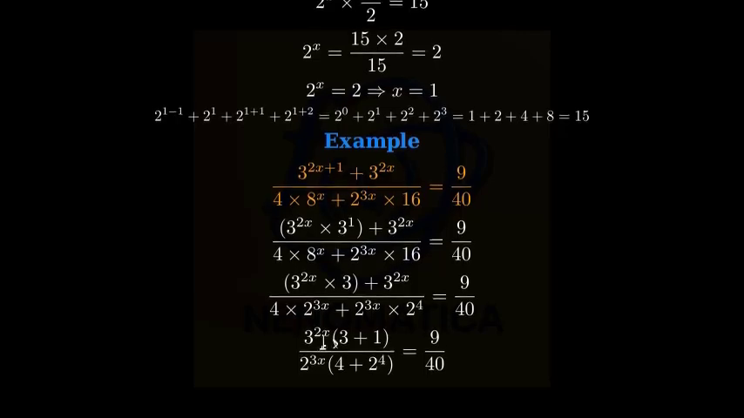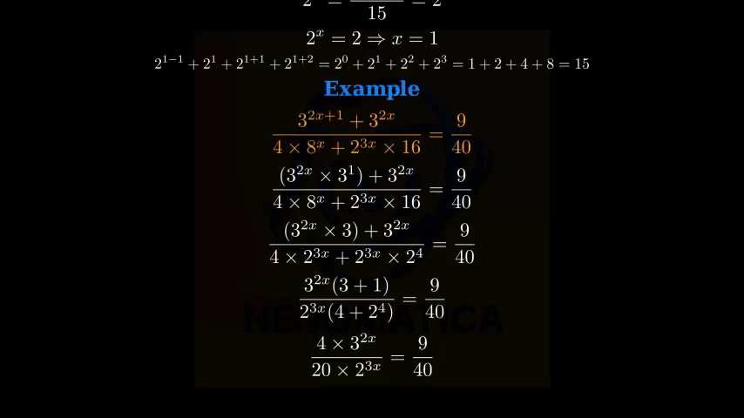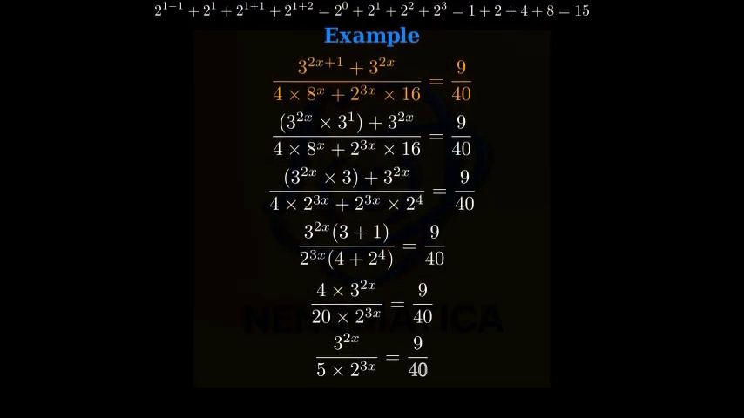Simplifying further, in the numerator, we get 3 to the power of 2x times 4. In the denominator, we get 2 to the power of 3x times 20. So our equation becomes 3 to the power of 2x times 4 divided by 2 to the power of 3x times 20 equals 9 over 40. Simplifying the fractions, we can divide the numerator and denominator by 4 to get 3 to the power of 2x divided by 5 times 2 to the power of 3x equals 9 over 40.